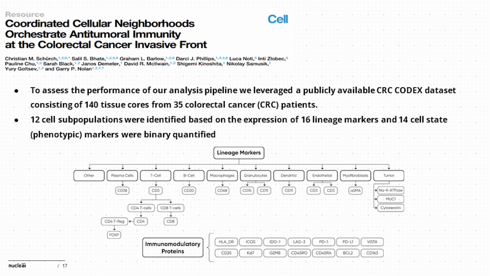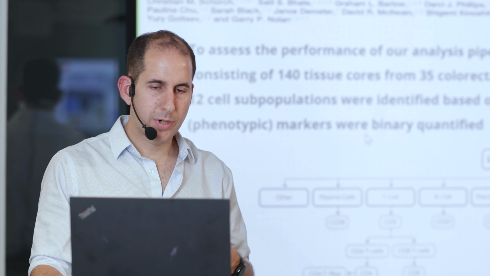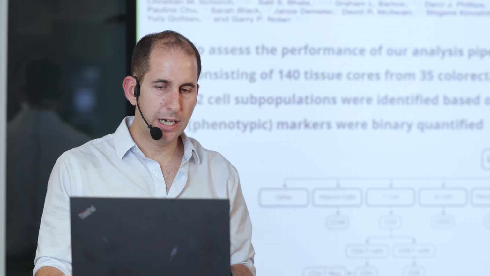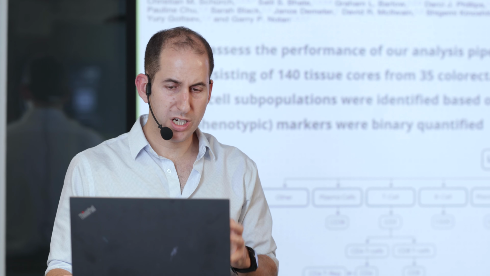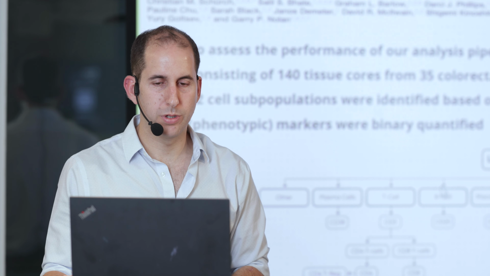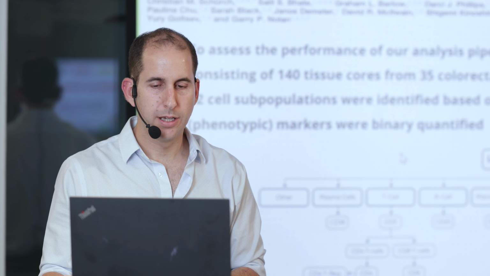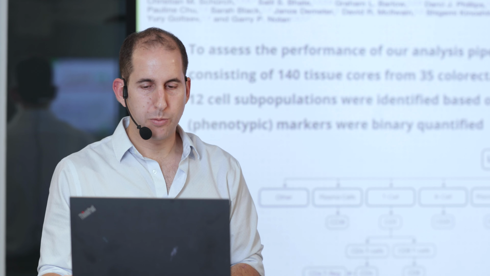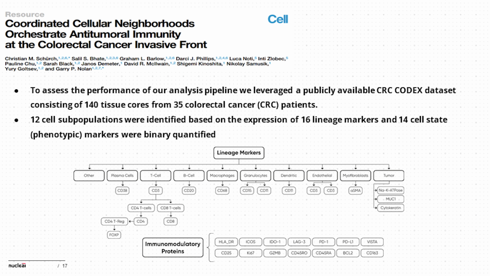In order to check the performance of our analysis pipeline, we used the publicly available colorectal cancer CODEX dataset that had 140 tissue cores from 35 colorectal patients. Using the markers that were available in this panel, there were 16 lineage markers, which are specific for certain cell types, and we were able to classify 12 cell subpopulations using this panel. We also had 14 cell state or phenotypic markers, which are associated to the immune function of the cells, that we also quantified.